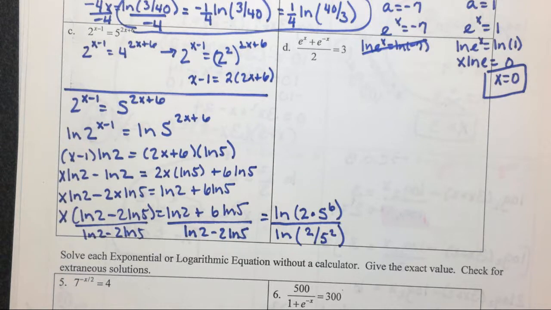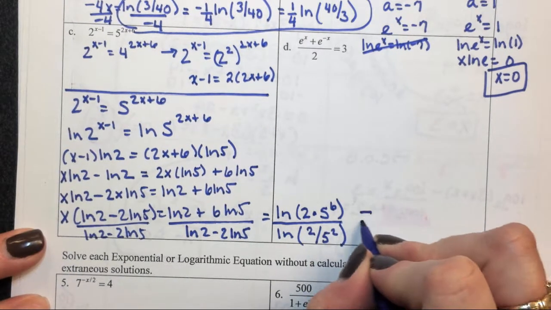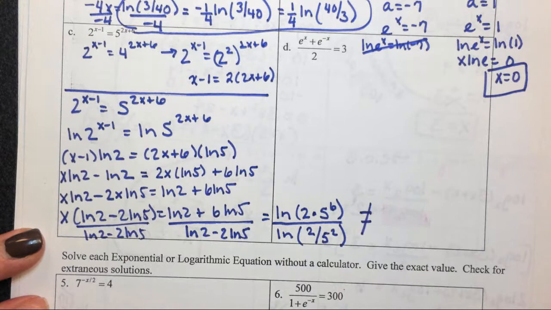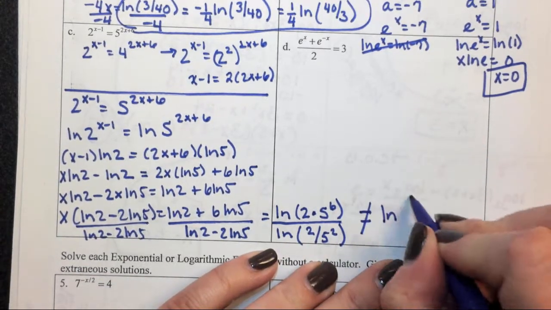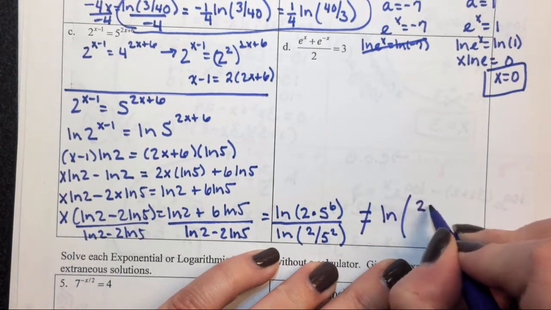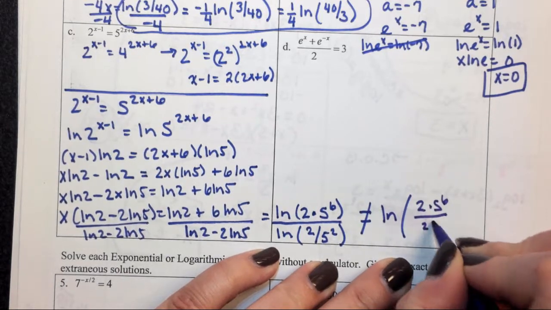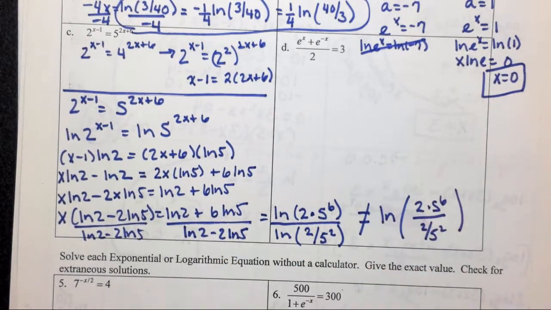Now we had this discussion last period. This is not equal to just writing the natural log of the whole thing, 2 times 5 to the 6th over 2 over 5 squared. They are not equivalent. You can type it in the calculator if you don't believe me. Because remember, this is the natural log of some number. What this is doing is you're finding whatever the natural log of this product is, whatever this number is. Then you're dividing it by the natural log of whatever this number is.